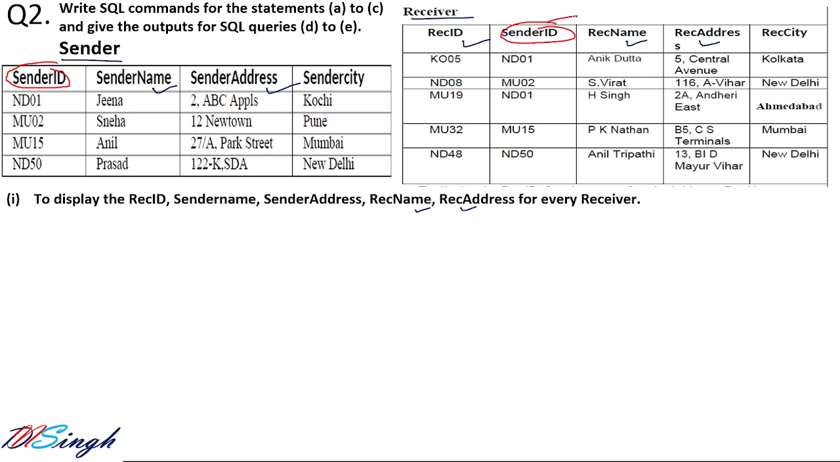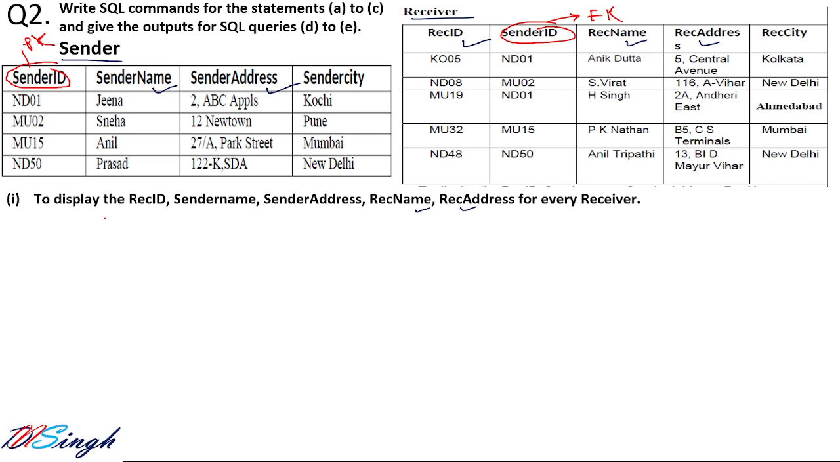So this sender ID is acting as a foreign key here. How do I know that? Because this is the primary key for this table. Check it out. No null values and no duplication. As you can see, there are no null values and no duplication. And this particular column is also available in the receiver table. Based on that, let us put a join condition.